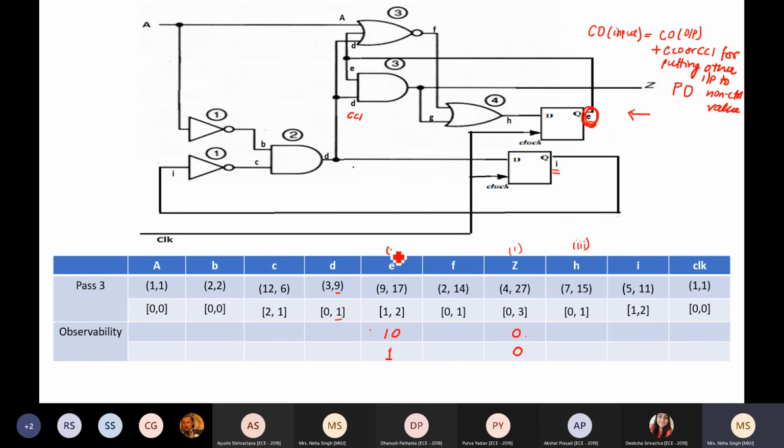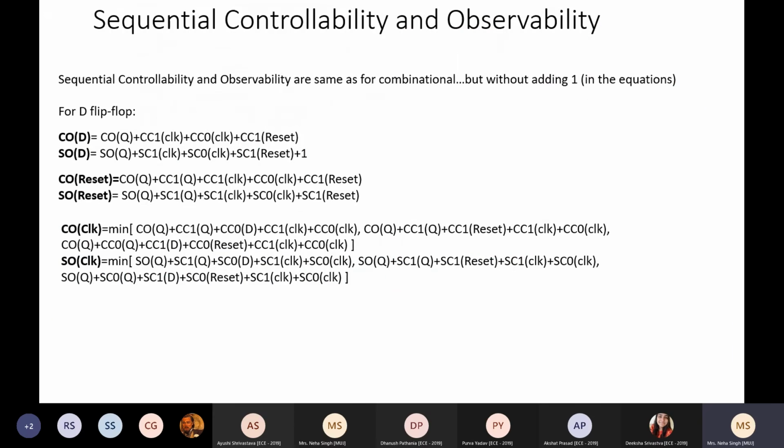This is the second term that I evaluated. Now comes the third term to be evaluated, which is H. The formula for controllability defined for sequential circuit is here. The observability of the input, the combinational observability of the input, will be given as the sum of the combinational observability of the output plus the clock edge. And if there is reset, the reset has to be 1. Then the change may happen.